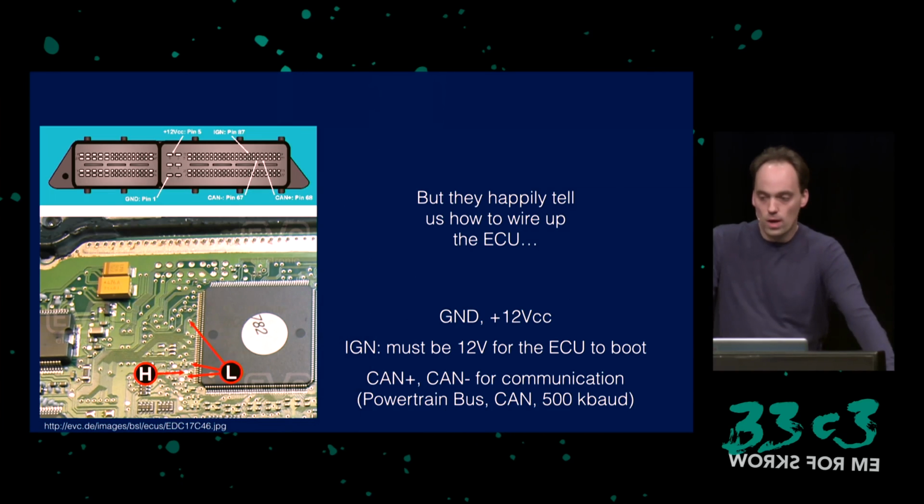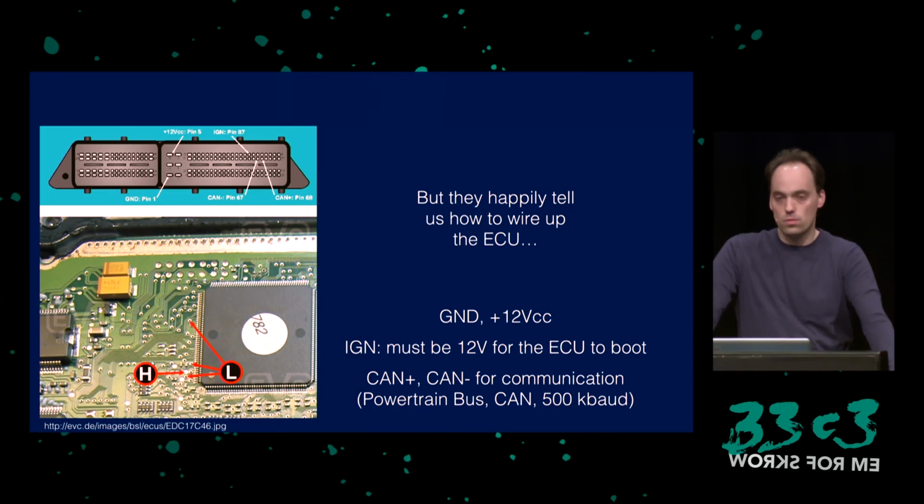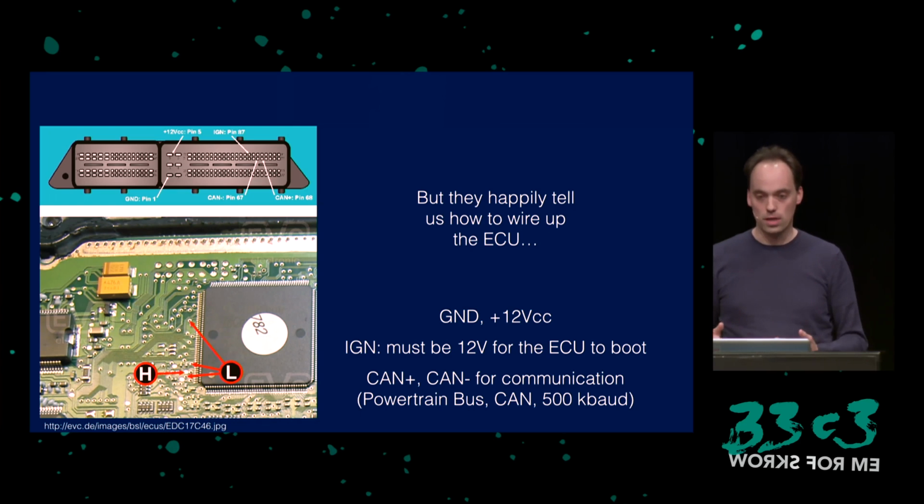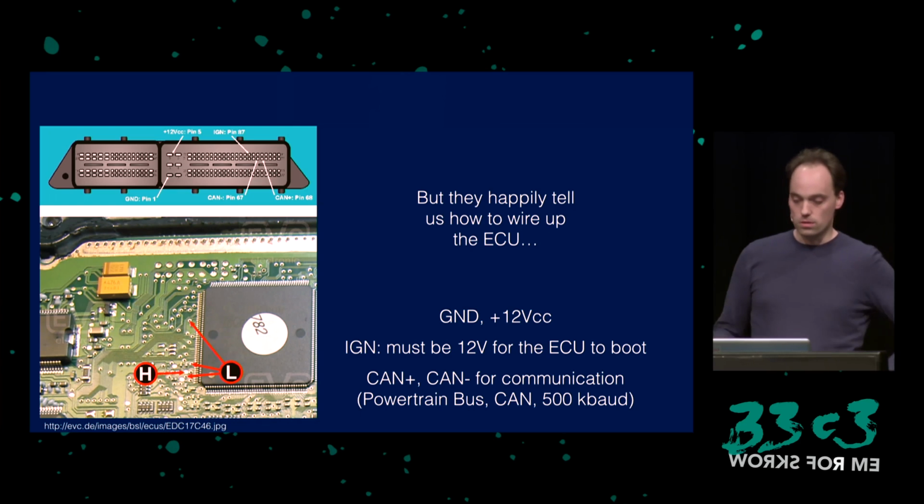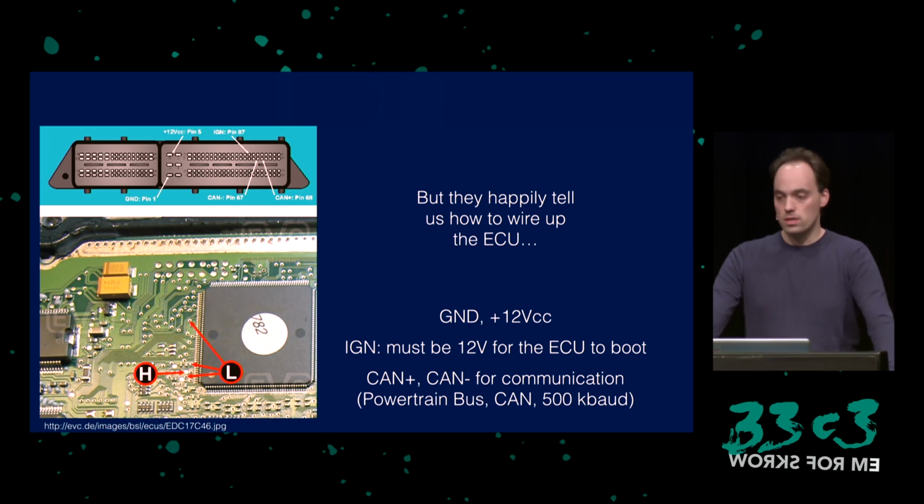What these sites usually tell you without paying is how you wire up a given ECU for the device. So they tell you where to connect 12 volt, where to connect the CAN bus, which is the serial communication bus that the ECU uses to communicate with the rest of the car devices. Usually it's pretty easy.